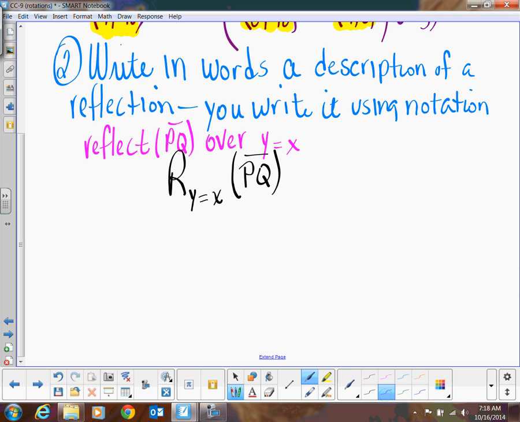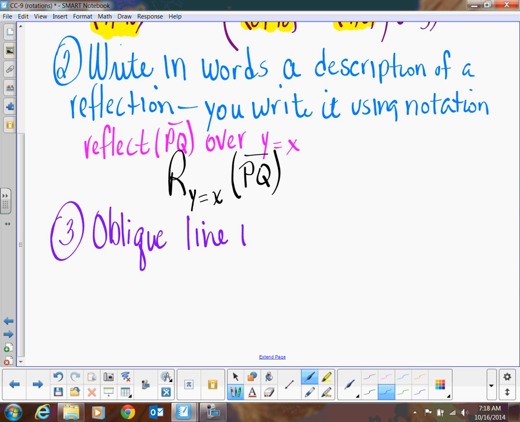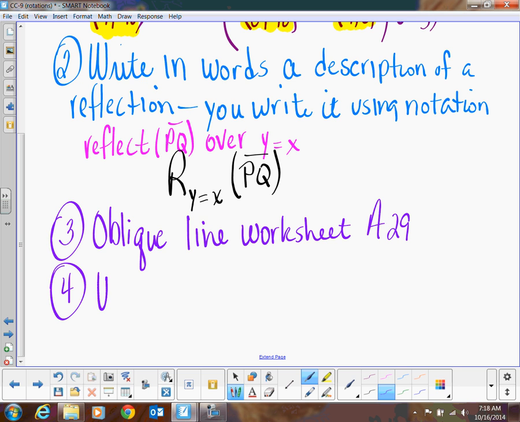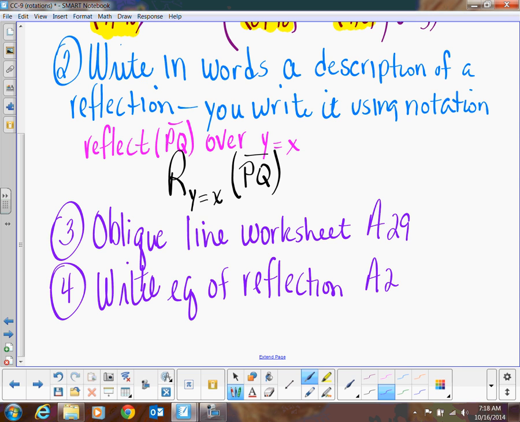All right. Then you are going to have a problem like the oblique line worksheet. That would be A29, where you had to graph the reflection over a slanted line. Do you remember that? You are going to have one where you have to write the equation of the reflection line. And that's like the one that nobody asked questions on, A29.5.